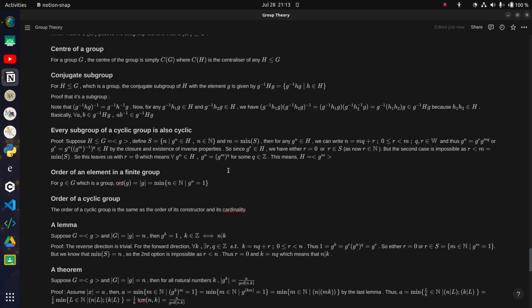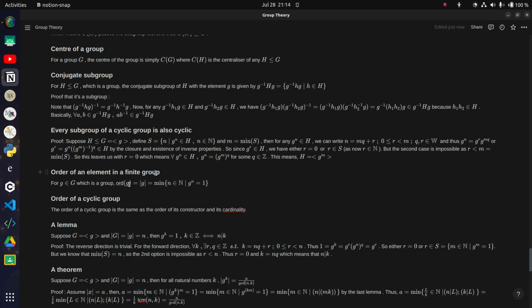Okay, and then every subgroup of a cyclic group. Oh, so this is kind of important. Every subgroup of a cyclic group is also cyclic. So read the proof for that, but I'll just leave you with the fact that yeah, it does happen. Every subgroup of a cyclic group is also cyclic. Nice.